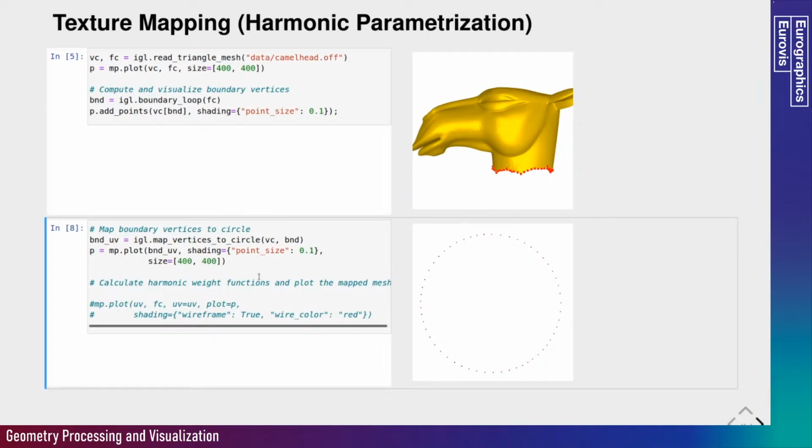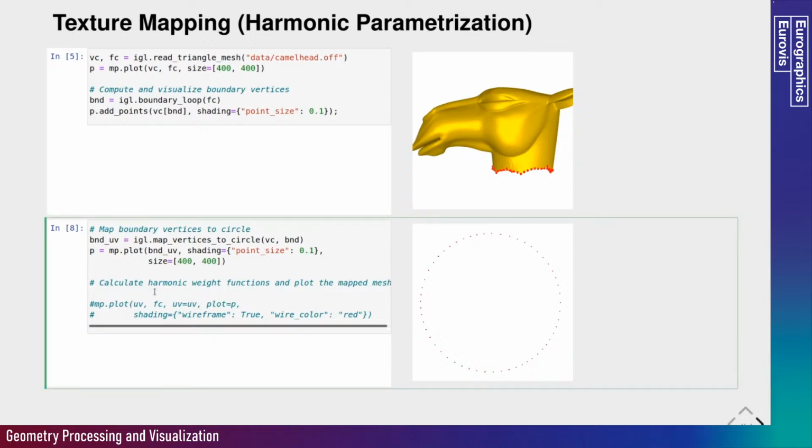Once this is done, we can use these coordinates of the vertices on the circle as input to our next function, and these are the boundary positions for calculating these harmonic weight functions.